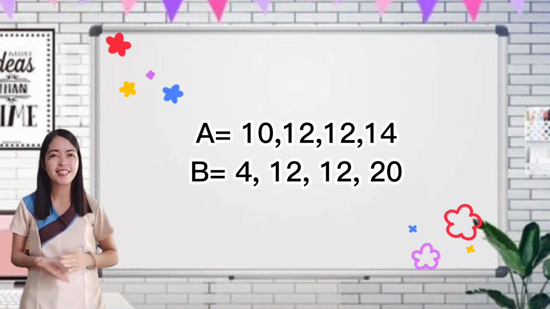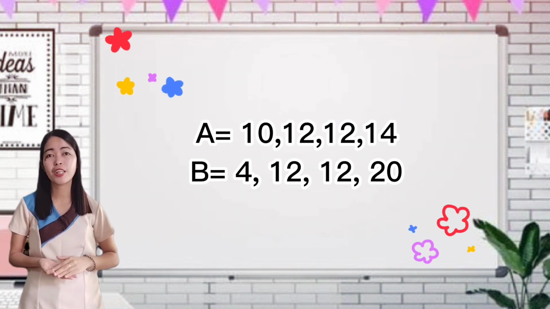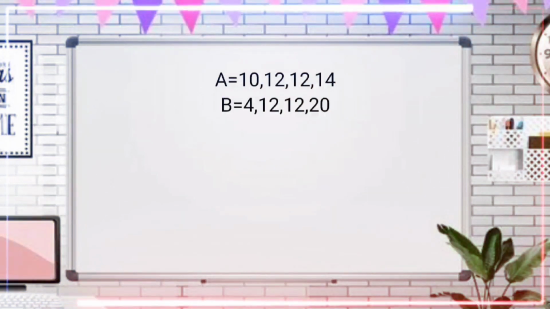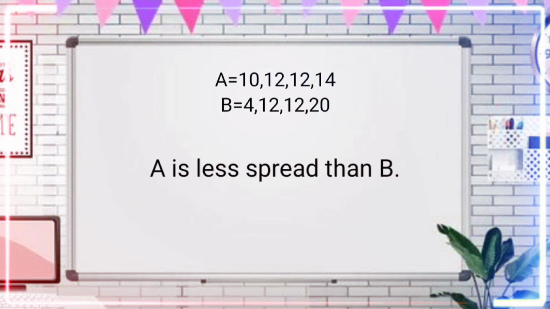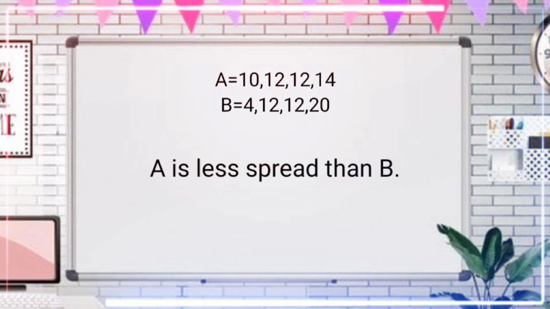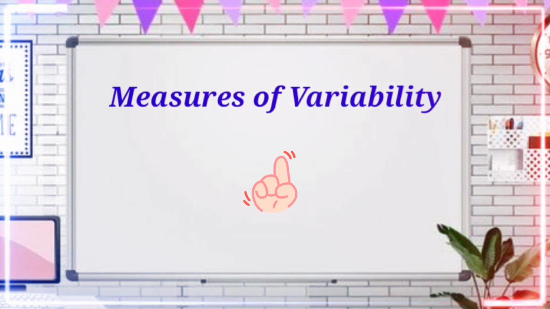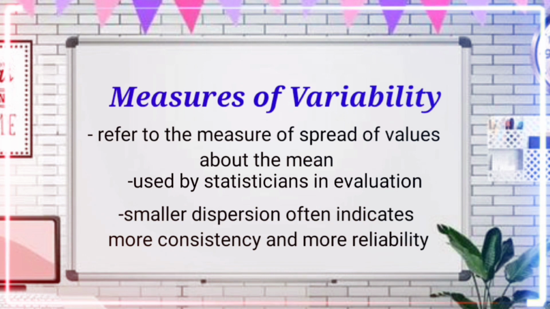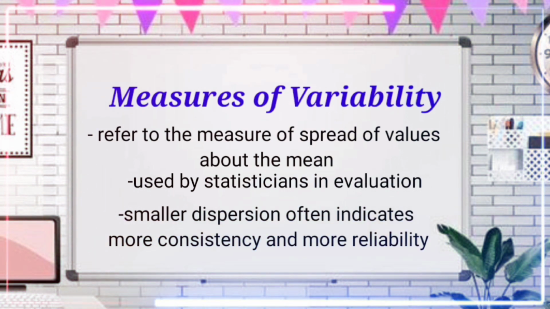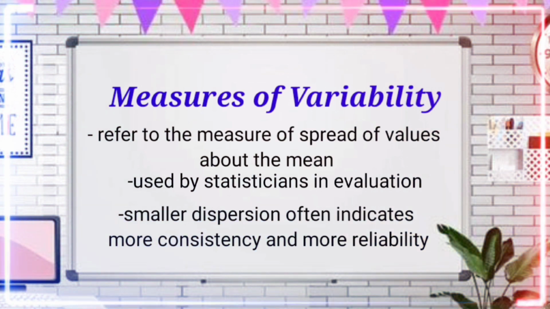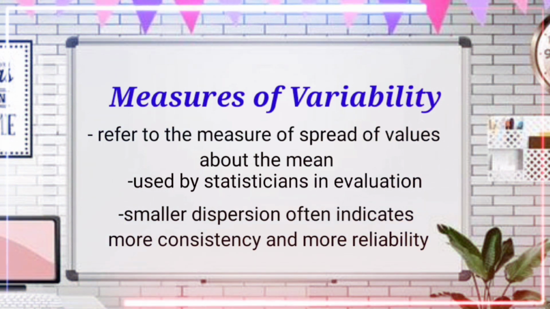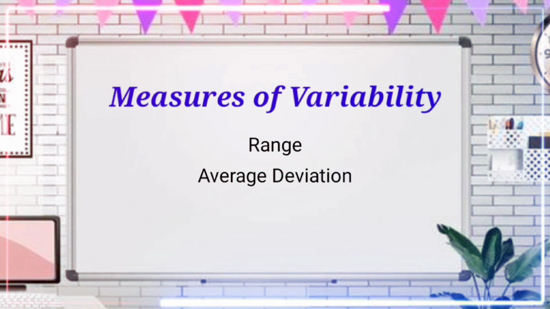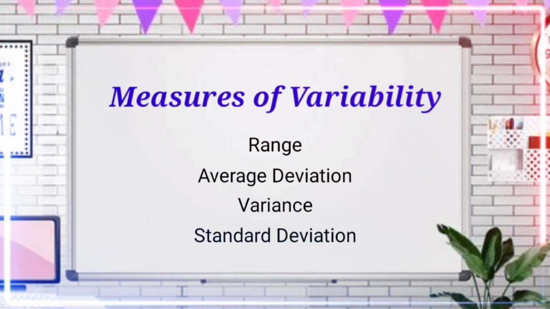That is why, in this case, it is important to measure the degree of spread of the values about the central tendency. By observation, we can say that set A is less spread than set B. This measure of spread is also known as measures of variability. These refer to the measure of spread of values about a mean used by statisticians in evaluation, and the smaller dispersion often indicates more consistency and more reliability. There are four measures of variability: range, average deviation, variance, and standard deviation.